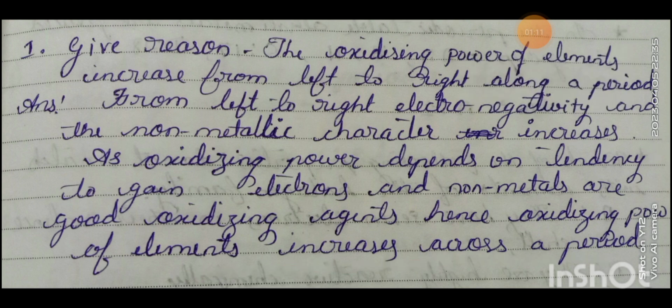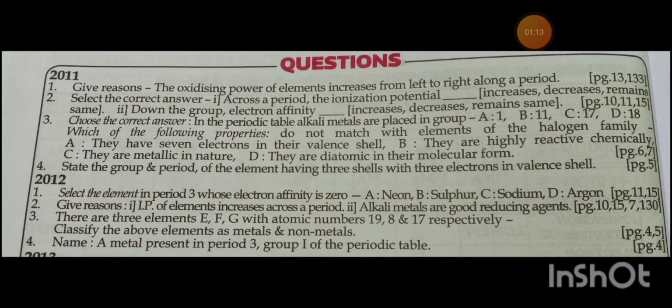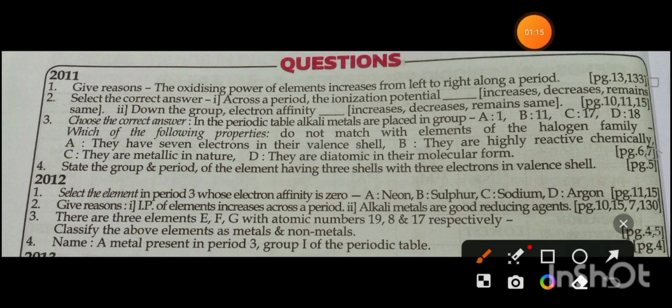Okay, so next question is: select the correct answer. Second one I am reading. Select the correct answer. Across a period the ionization potential increases, decreases, or remains same. So the answer is increases. Across a period the ionization potential increases. And in that the second question is: down the group electron affinity increases, decreases, remains same. So down the group electron affinity always decreases.